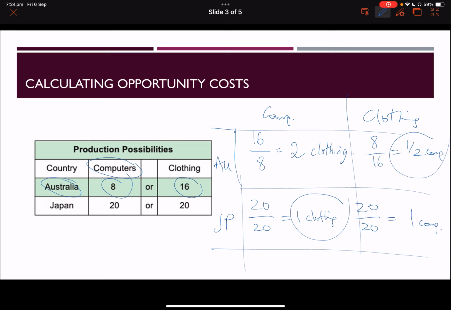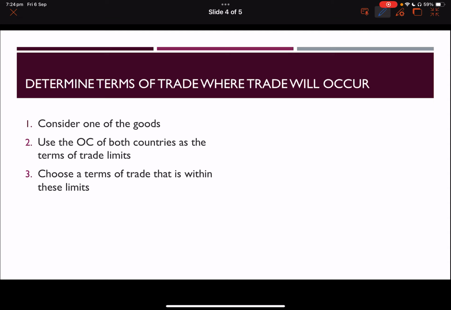So remember, countries will only trade if it's mutually beneficial for them to trade. So what is the exchange rate that will be mutually beneficial for both? I'm going to just quickly draw the opportunity cost table again. So down the bottom over here, computers and then clothing: it's going to be 2 units of clothing, then 1 unit down here, and then half computer, and then 1 computer.